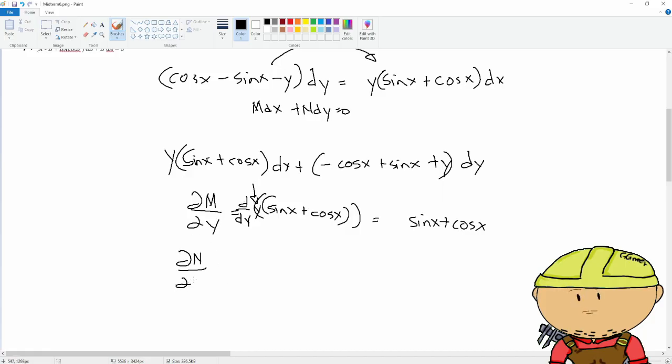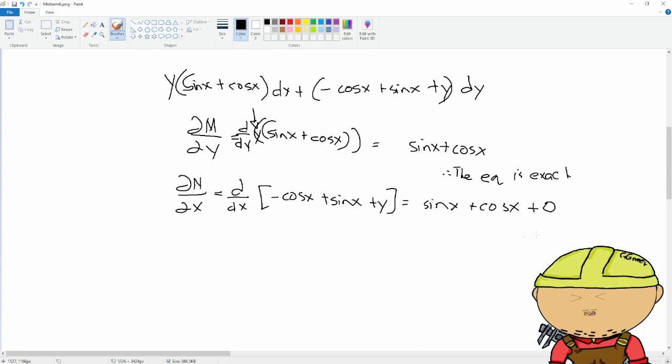For the dy, or the right side, we're going to differentiate with respect to x. Cosine x plus sine x plus y becomes sine x positive and cosine x positive plus 0, because y is a constant. Therefore, the equation is exact.